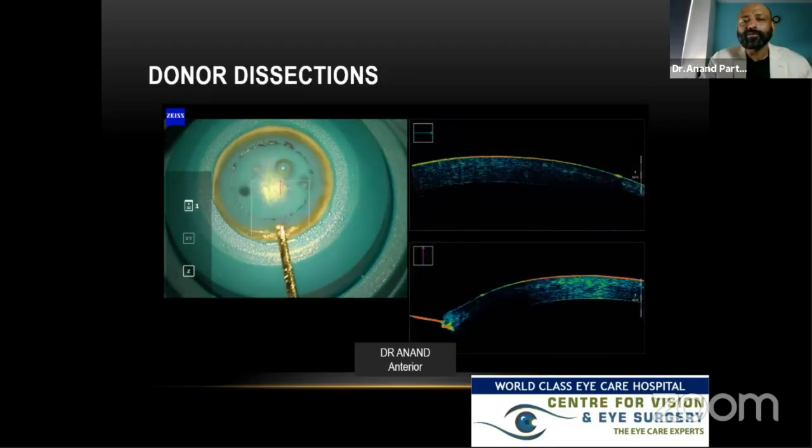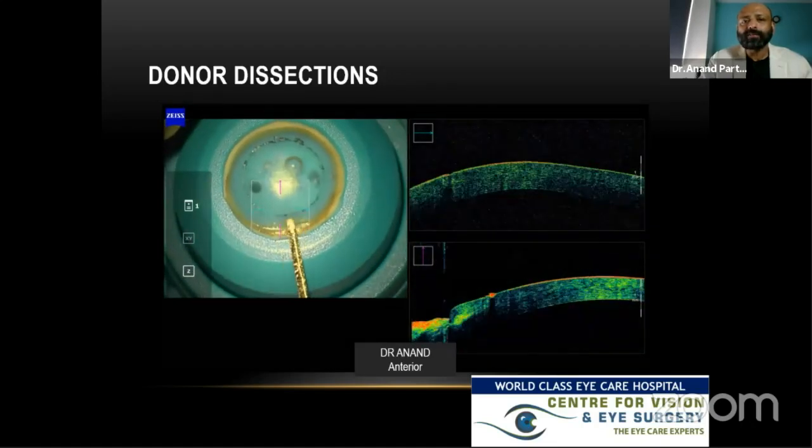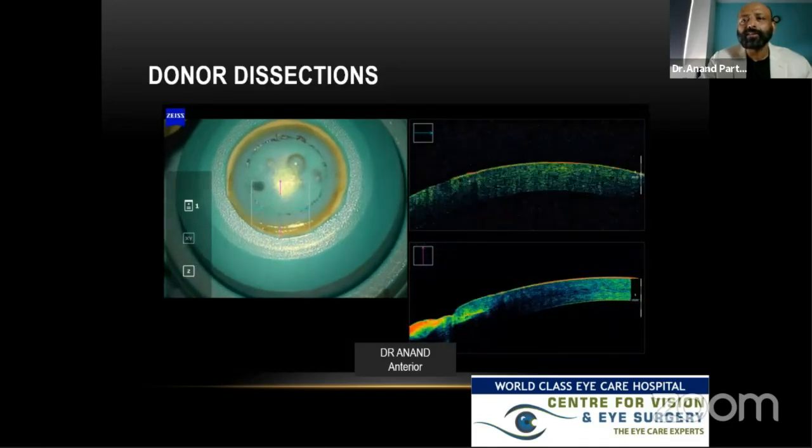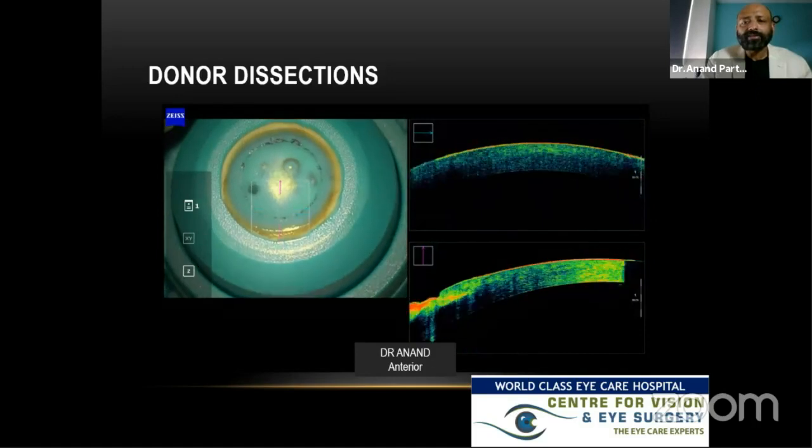So also important to note that in edematous corneas, you probably need to overcorrect by at least 10 to 15% beyond the depth that you intend to go. And you can make out the dissection. Now it's hardly about 50%.